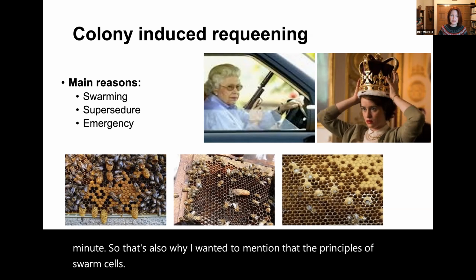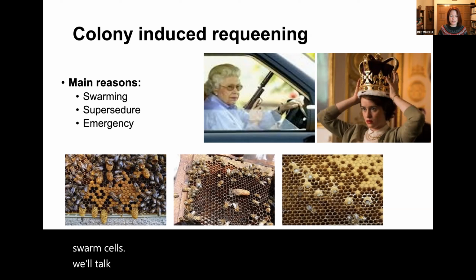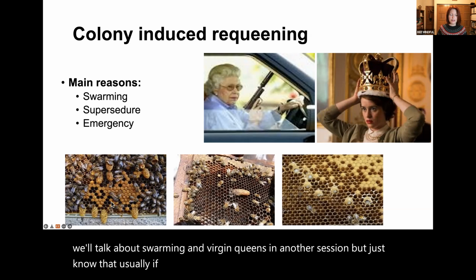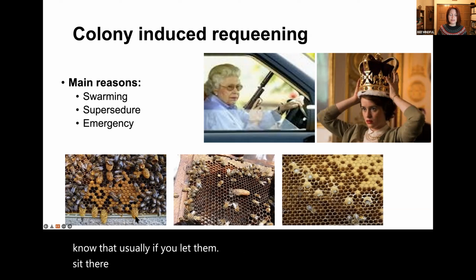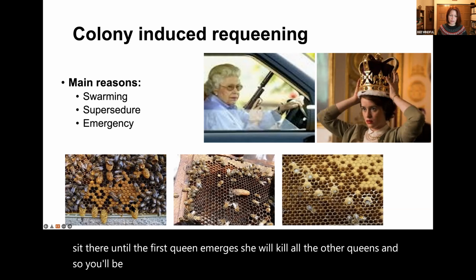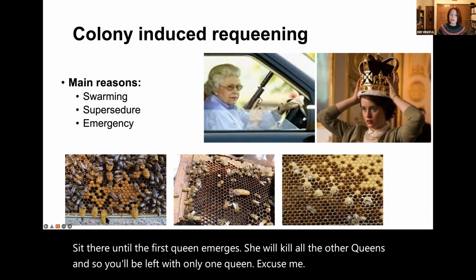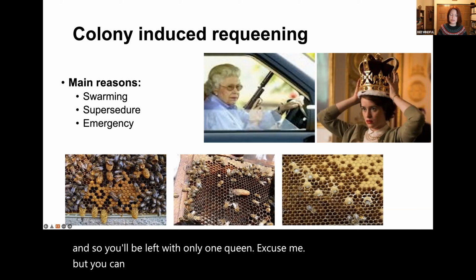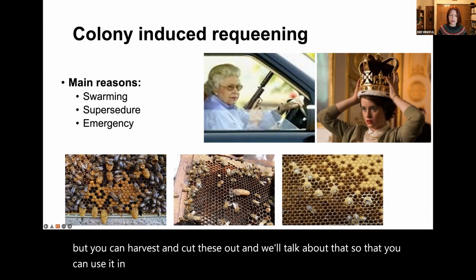And we'll talk about swarming and virgin queens in another session, but just know that usually if you let them sit there until the first queen emerges, she will kill all the other queens. And so you'll be left with only one queen. But you can harvest and cut these out, and we'll talk about that so that you can use them in other colonies. Okay, so that was swarming.